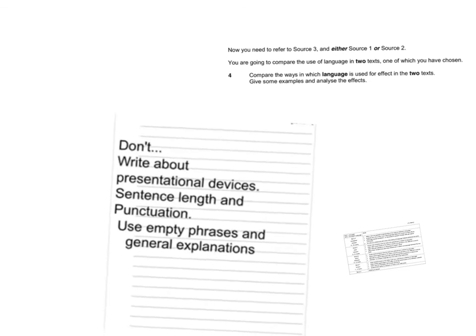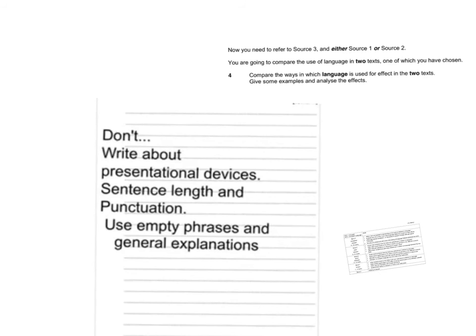When you're revising for question 4, it's important to make sure that you remember that these are the things that you must avoid doing at all costs for question 4. Question 4 is not asking you to write about presentational devices. You won't get any marks for talking about the pictures, for talking about font, for talking about the way that the text is laid out.